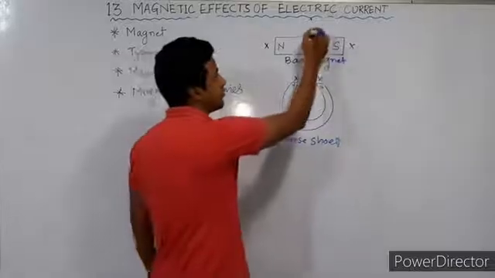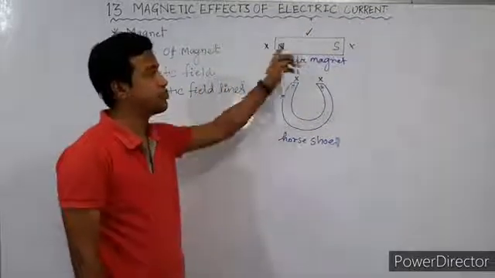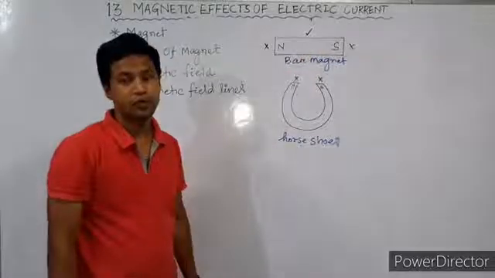For example, if you take here, the magnetic strength is a little less as compared to the poles.